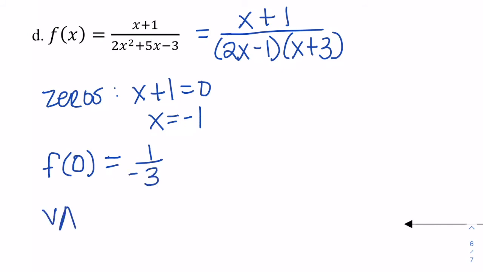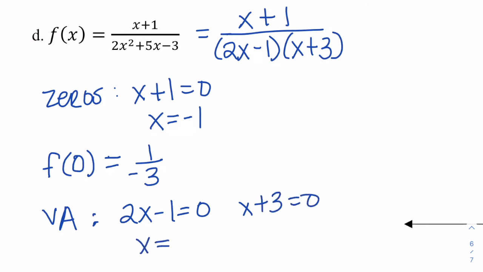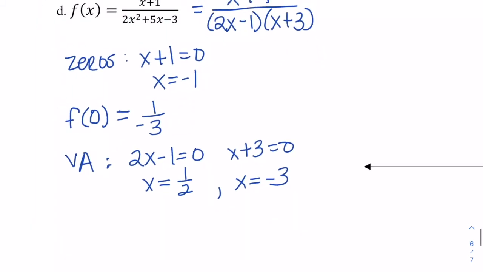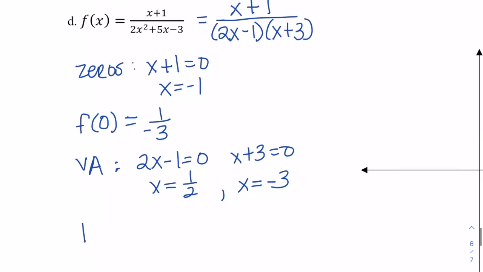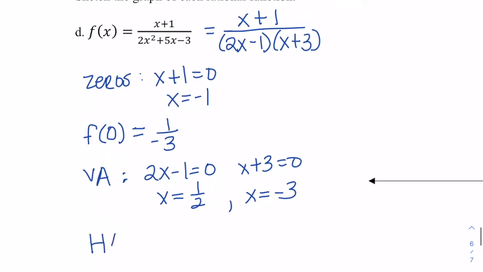We can see that right away we're going to have 2 x-intercepts. We set each of those equal to 0. So x will equal 1/2 and x will equal -3. Writing 2 equations. And then we know we're going to have a horizontal asymptote because the degree is bigger in the denominator. So that's y equals 0.